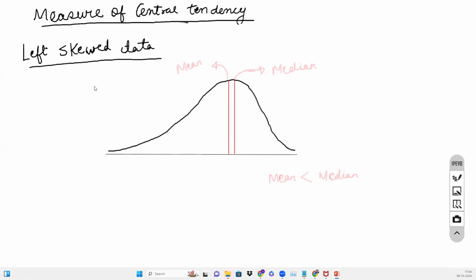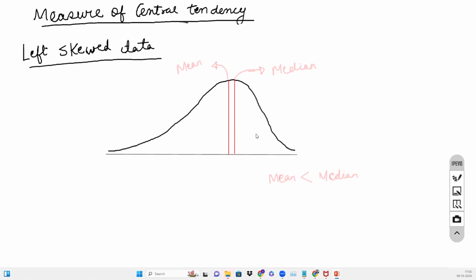But when we talk about left skewed data, it's a type of data distribution where the tail on the left side is much longer or stretched out as compared to the right side. You can see here the left side is more drawn out. Left skewed data is also called negatively skewed data. What happens here is that the mean is usually less than the median, because the extreme values are on the lower end. So when you average out, the mean becomes lower as compared to the median. It pulls the mean downwards towards the left side. So in this case, the mean is always less than the median.